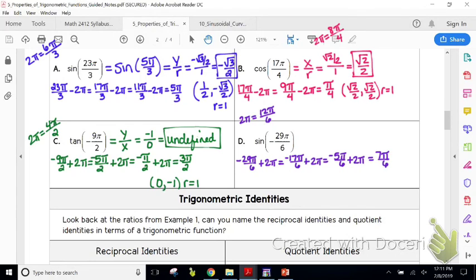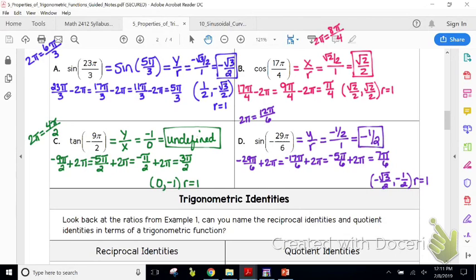It's in quadrant 3, and it has an ordered pair of negative square root of 3 over 2 and negative 1/2. And since it's on the unit circle, you know r. So is it always going to simplify to something on the unit circle? Not always, but for now, yes. All right, so sine is what in terms of x, y, and r? Y over r. All right, so my y is negative 1/2, r is 1, which gives us negative 1/2.